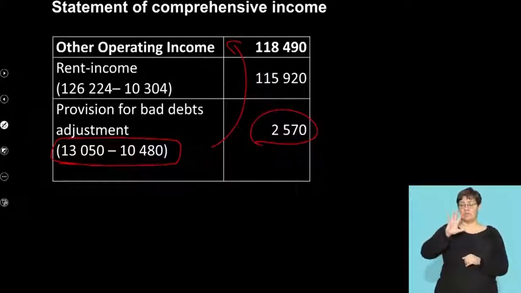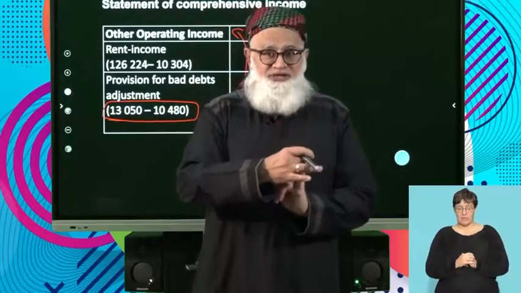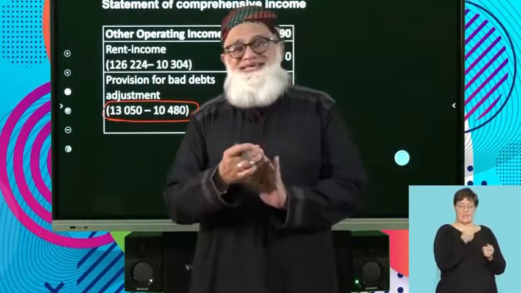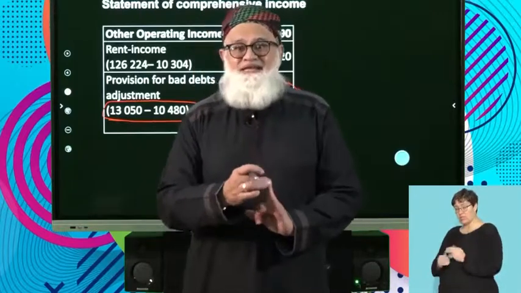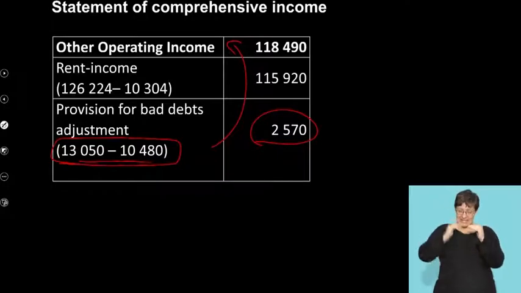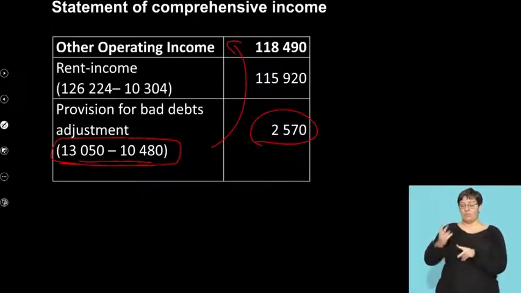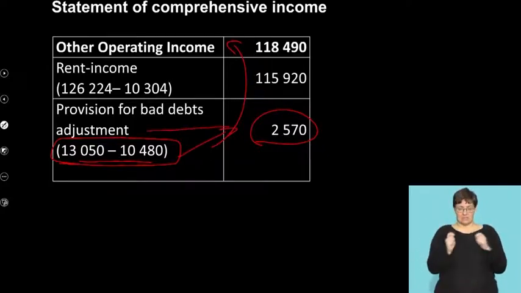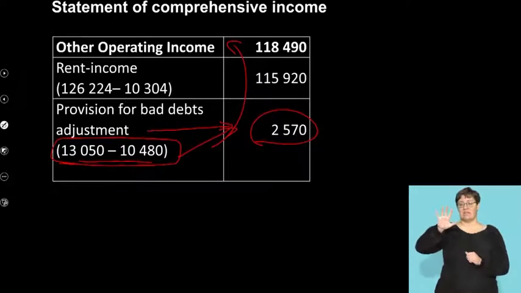Keep that in mind. When you're increasing your provision, it's an expense. When you're decreasing your provision, it's an income. As you can clearly see, we decreased our provision, and therefore it is now an income. The adjustment is an income of 2,570. Okay, next adjustment.